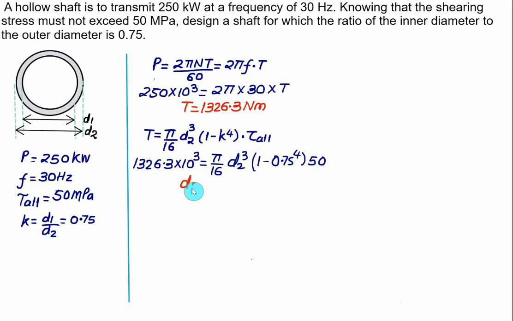This diameter d2 is close to 58.2 mm, and diameter d1 is 0.75 of the outer diameter d2. So d2 is replaced as 58.2, and we'll get d1 equal to 43.65 mm.